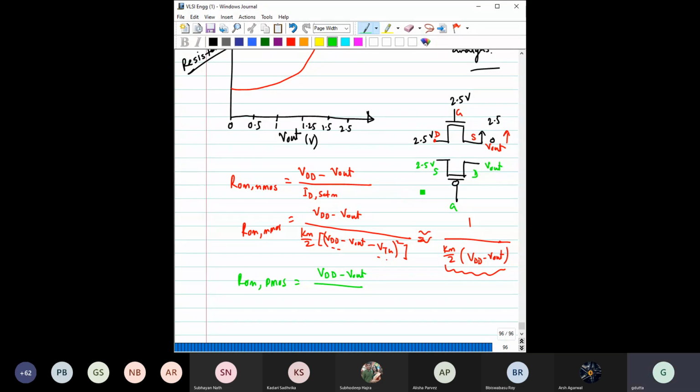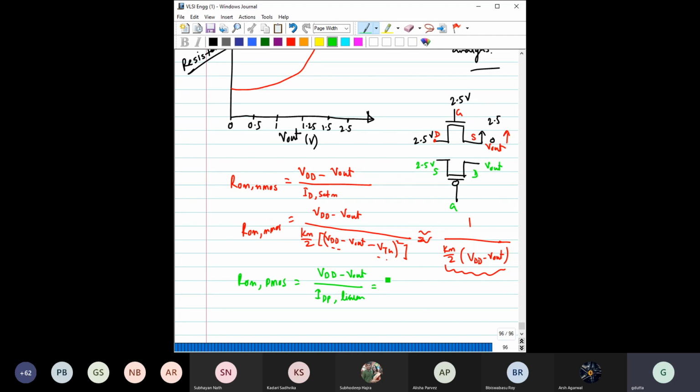Okay, let me ask you in this question: in which region will this transistor be operating for most of the time? Is it saturation? Then linear, I guess. Yes, most of the time it is linear, right? Only up to the threshold voltage, when it is changing close to this threshold voltage, it is in saturation. After that, linear. So for most of the portion it is linear.